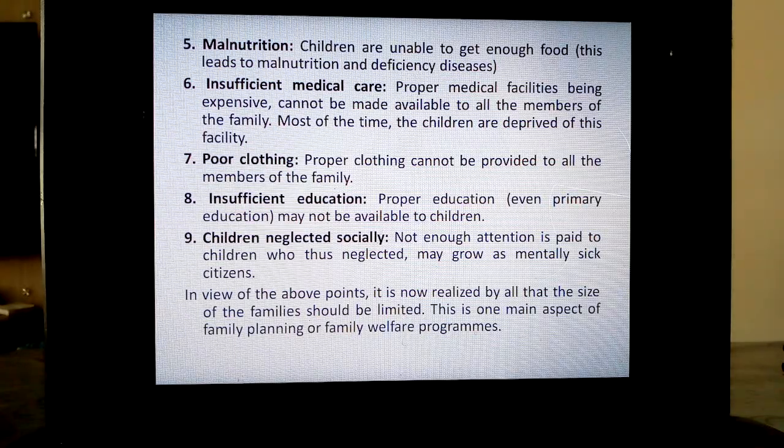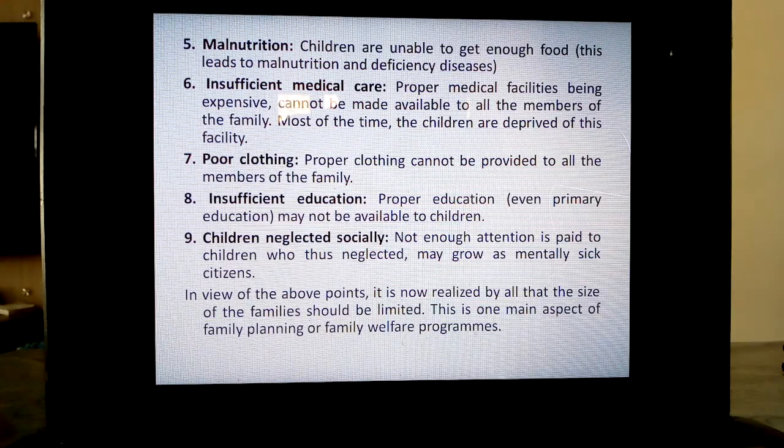Poor clothing. Proper clothing cannot be provided to all the members of the family. They have to share. The elder one's clothes must be worn by the next child. The books also are passed on from one child to another because there are too many. Insufficient education. Proper education, even primary education, may not be available to children. If they have 5 children, they might send only the first child to a good school. The rest all have to be deprived of education.